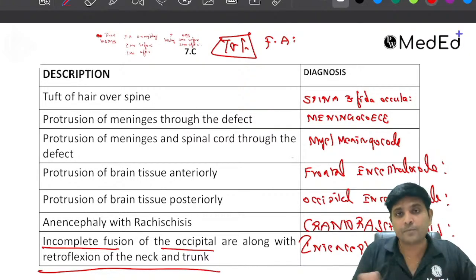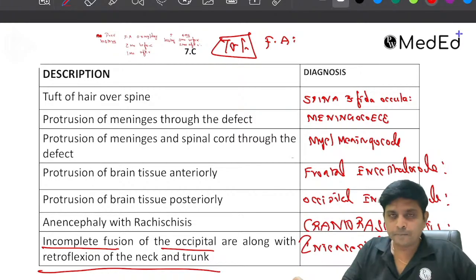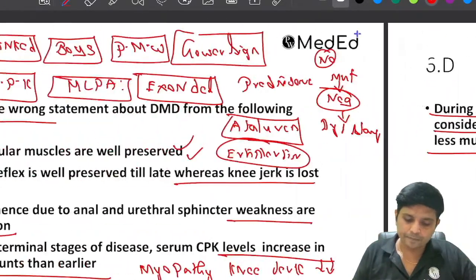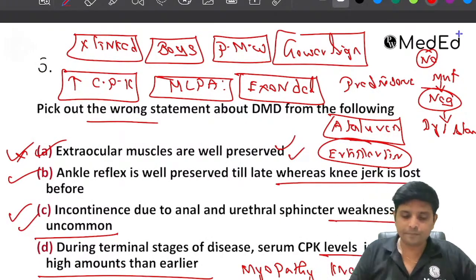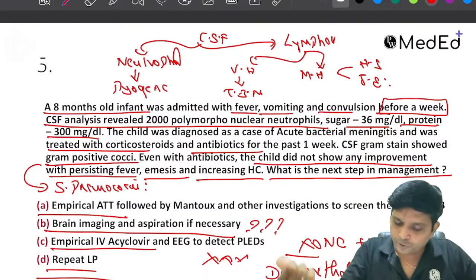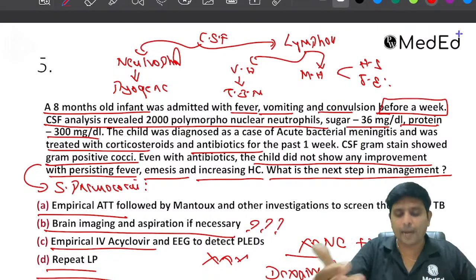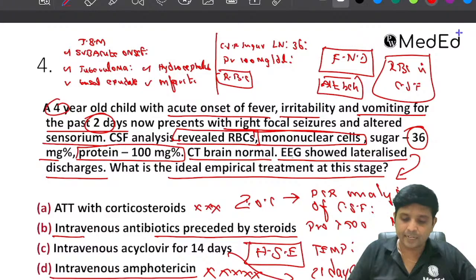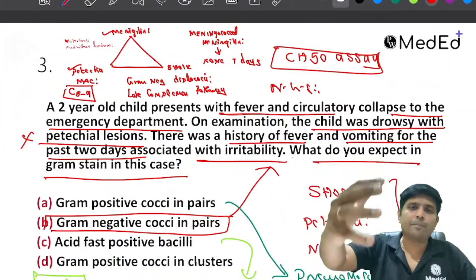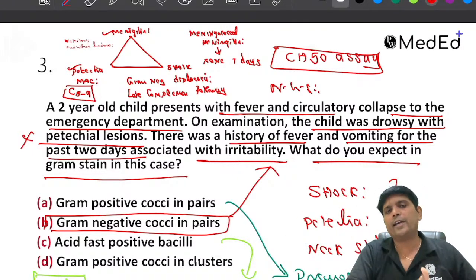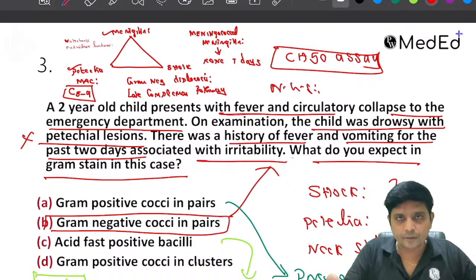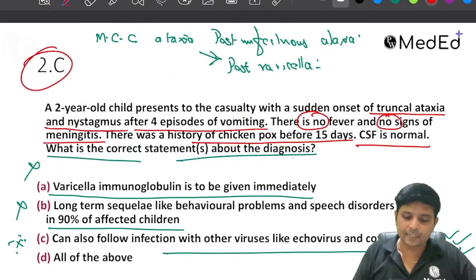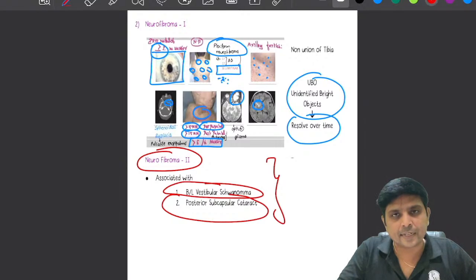And various forms of neural tube defects, craniorachischisis. Various types of tuberculous meningitis and CSF analysis. DMD we discussed in detail. Cases of pyogenic meningitis with abscess and subdural effusion. Lateralized epileptiform discharges, temporal lobe encephalitis, herpes simplex, shock, meningitis with purpura, CSF analysis showing gram negative diplococci, CH50 assay; late membrane attack complex deficiency can lead to this. Various forms of ataxia and the conditions causing ataxia. And finally, certain things in neurofibroma.